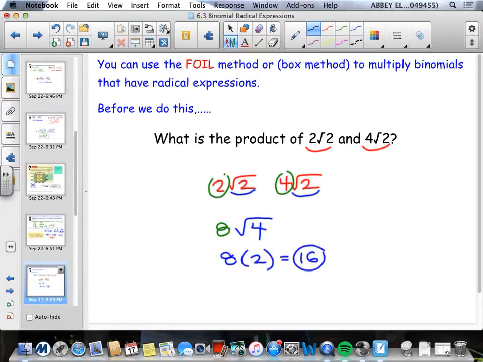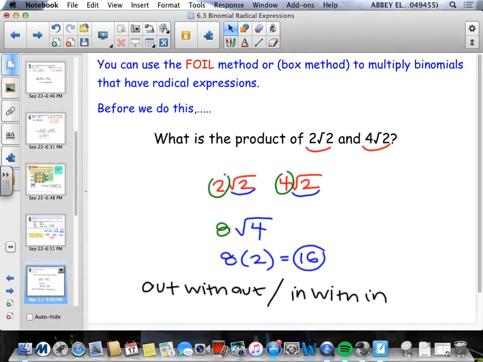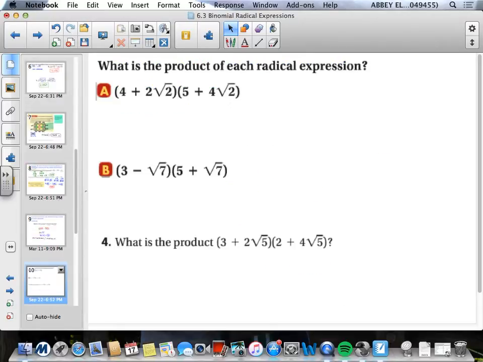Remember that saying. I'm going to write it out up here. Out without, in within. You multiply what's on the outside of the radical with the outside. You multiply what's on the inside of the radical with the inside. All right, so let's take a look at some problems here.